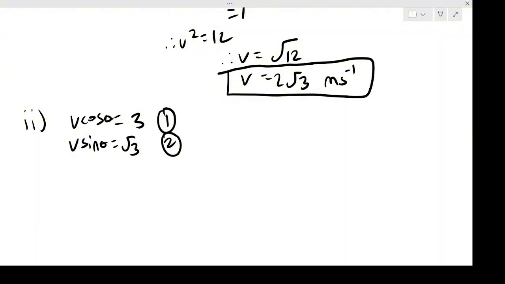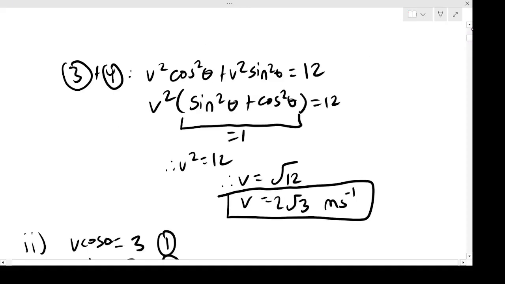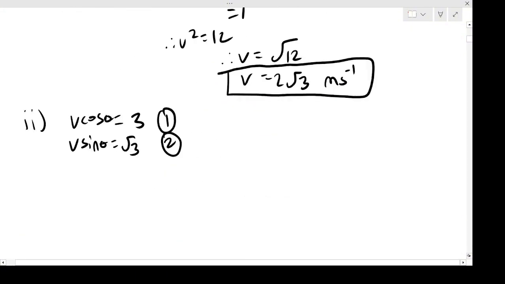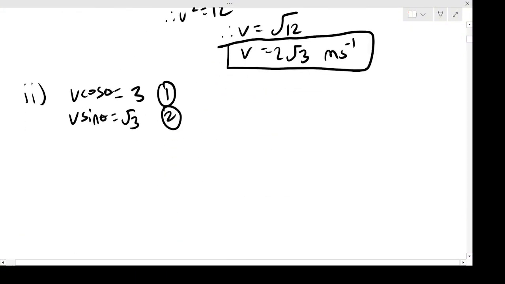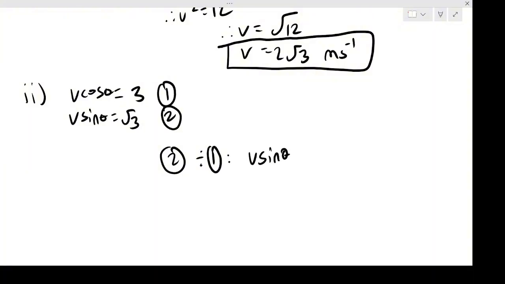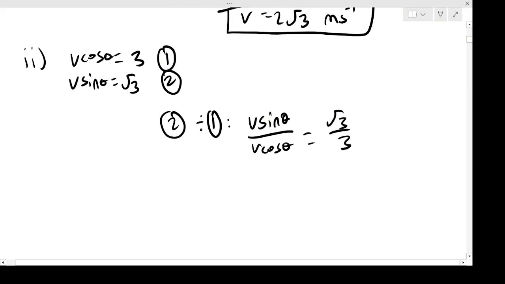Okay, so if this is equation 1 and 2, which one are we going to divide by which? Well, hopefully there's another trig identity that you might be remembering. Because we know that sine squared and cos squared is 1. What's another one we know? Maybe one involving tan, right? So if I do the second one divided by the first one, it's going to be v sine theta over v cos theta is root 3 divided by 3. Now what's beautiful here is the v's go away, so I don't need v here. So I just get sine theta over cos theta is root 3 over 3.